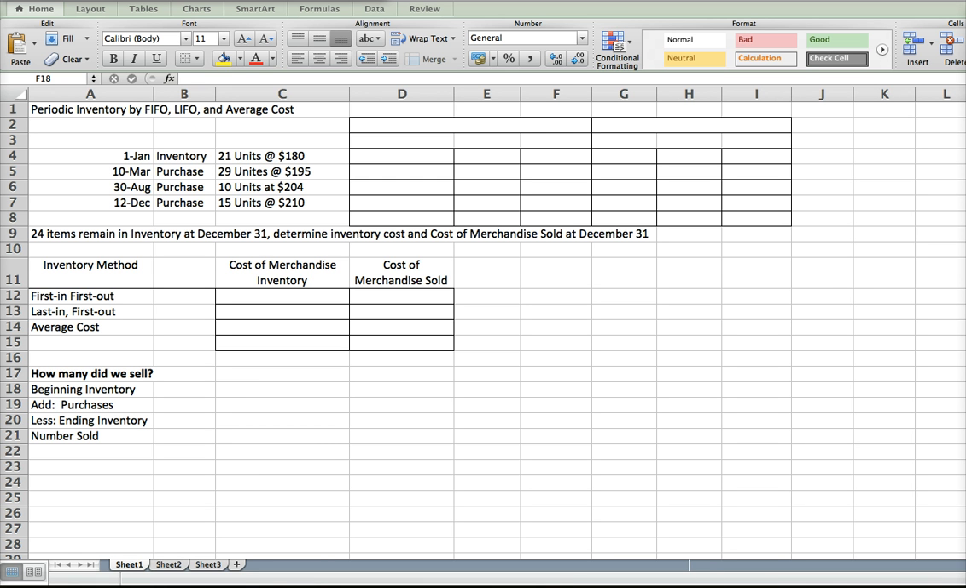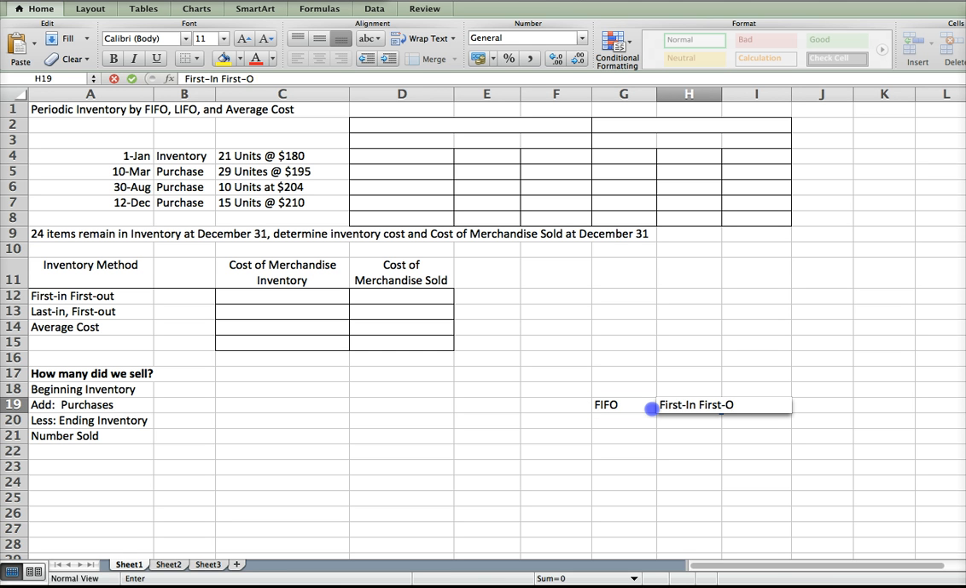Alright, so what do we have here? We have 3 methods that we're going to learn how to use: FIFO, LIFO, and average cost. Alright. So I'm just going to make a couple notes over here. FIFO stands for first in, first out. Next we have LIFO, which stands for last in, first out. And then we have one where we average all the costs together, called average cost.